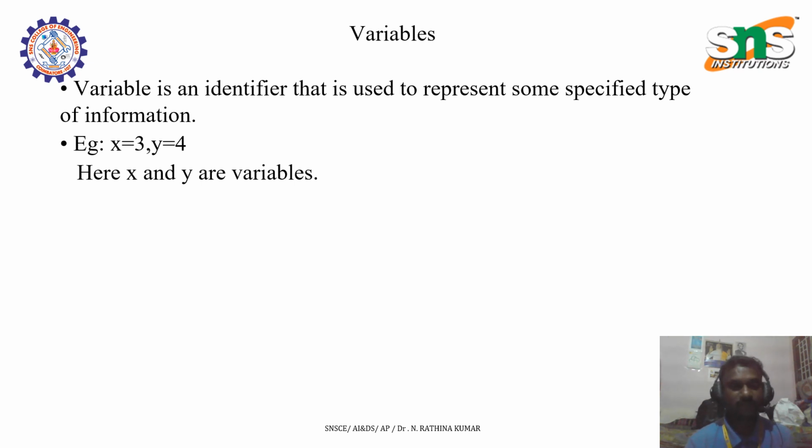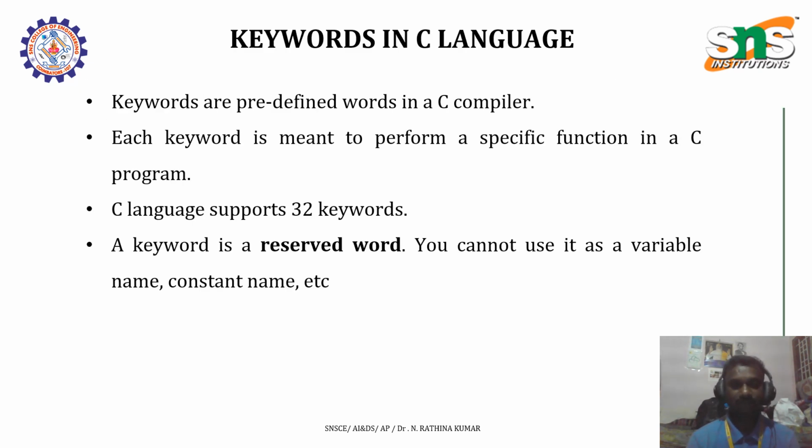Next, we are going to see what is meant by a variable. A variable is an identifier that is used to represent some specified type of information. For example, x equal to 3, y equal to 4. Here, x and y are variables.